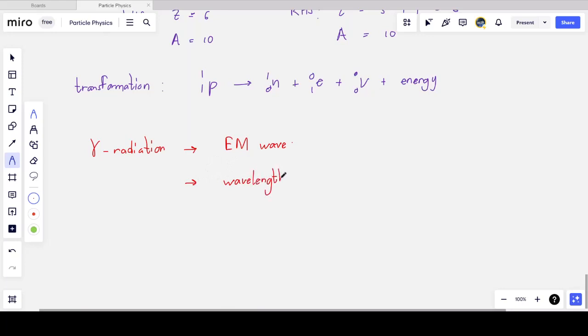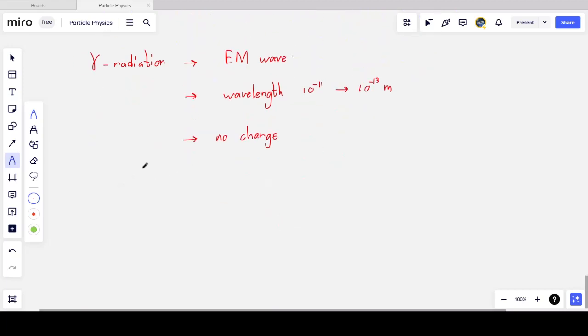Remember, short wavelengths correspond to high energies. So the wavelength is about 10 to the minus 11 to about 10 to the minus 13 meters. And since it is an electromagnetic wave, as you know from the spectrum, it will have no charge. So just because it's an electromagnetic wave doesn't mean that it's not dangerous. It is highly dangerous. It will usually pass through a good few centimeters, maybe a few meters of material, but still carries huge amounts of energy.